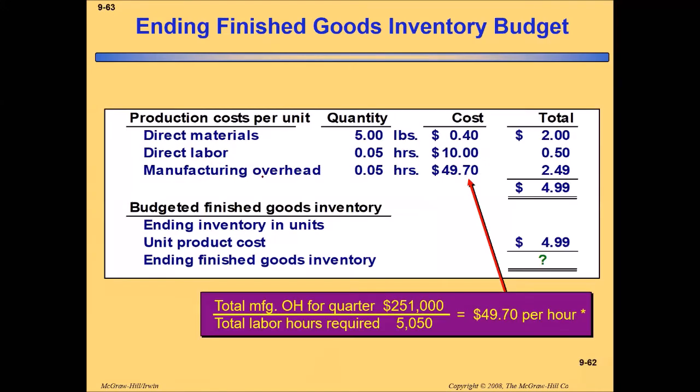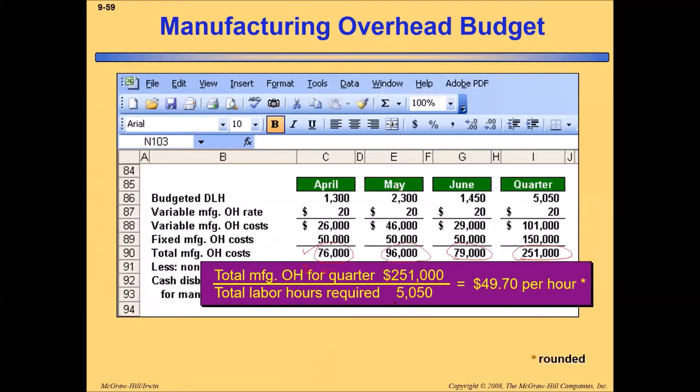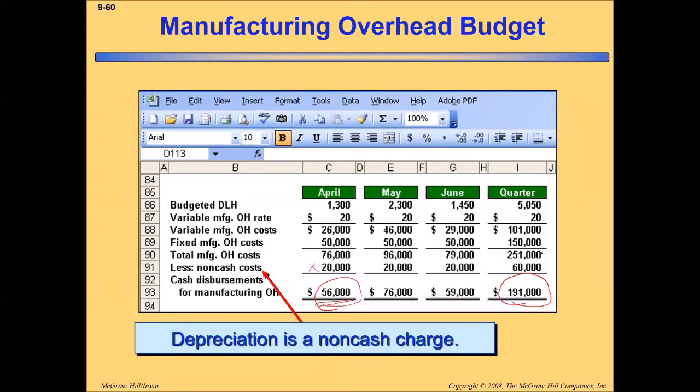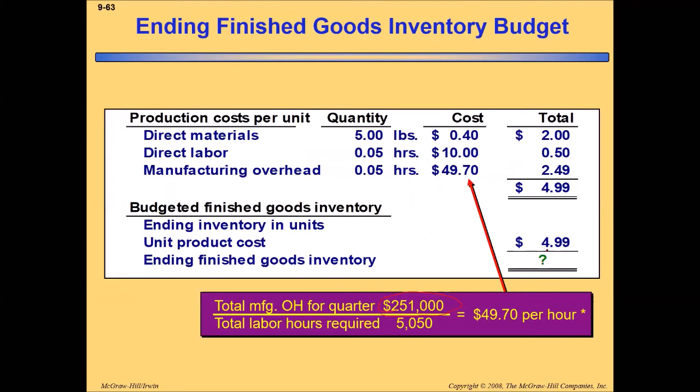Manufacturing overhead. So we know that the total manufacturing overhead cost is 251,000, which we have calculated right here. And total direct labor hours are these ones. So by dividing these two, we can calculate the manufacturing overhead cost for one product. So total cost for a product is $4.99.